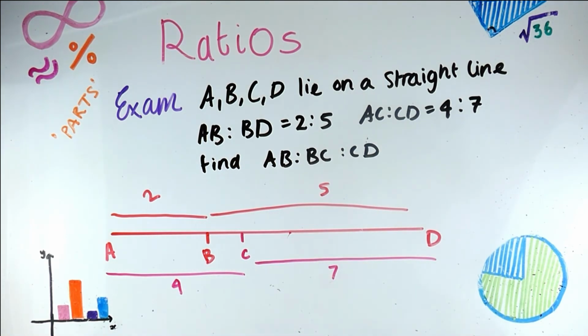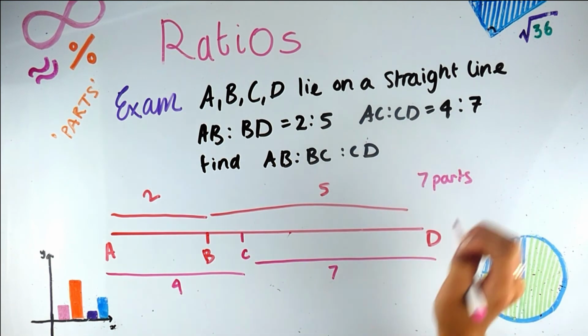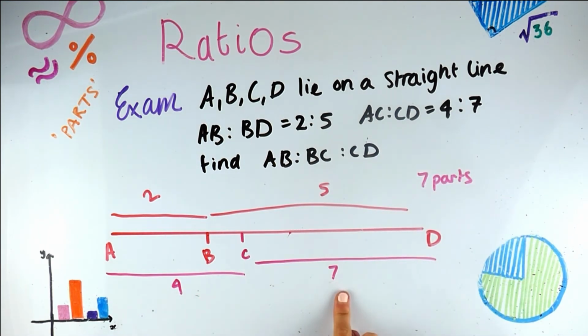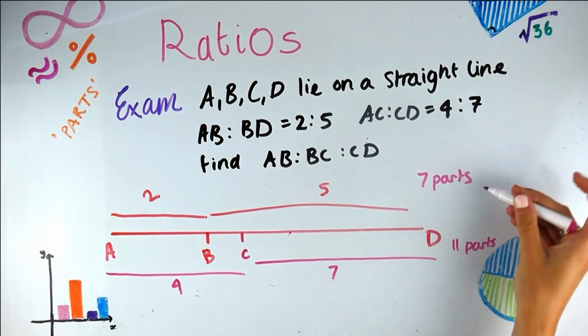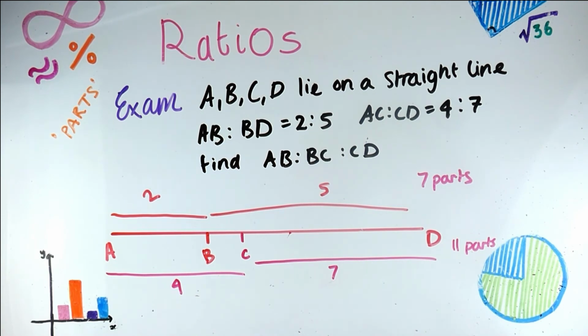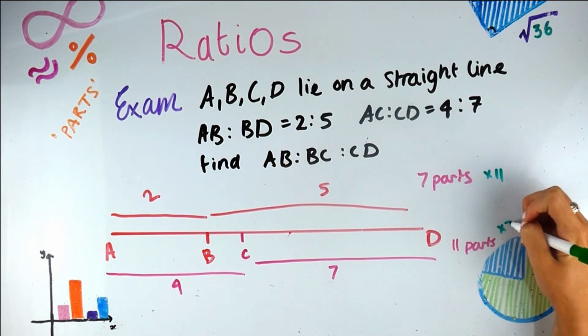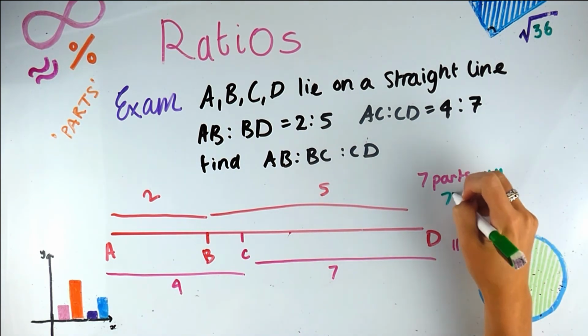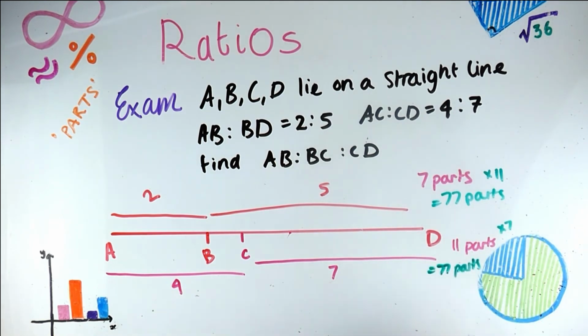Okay, so in total, this top part has 2 plus 5, which is 7 parts. And this bottom part has 4 plus 7, which is 11 parts. So they've got a completely different number of parts, so we can't really compare them in any way. So we need to try and scale them up somehow so that we can compare them. So the way we can do that is like the last time, if we multiply them by each other. So if I multiply 7 by 11 and 11 by 7, then we should get 77 parts up here and 77 parts down here, and then we can compare them.